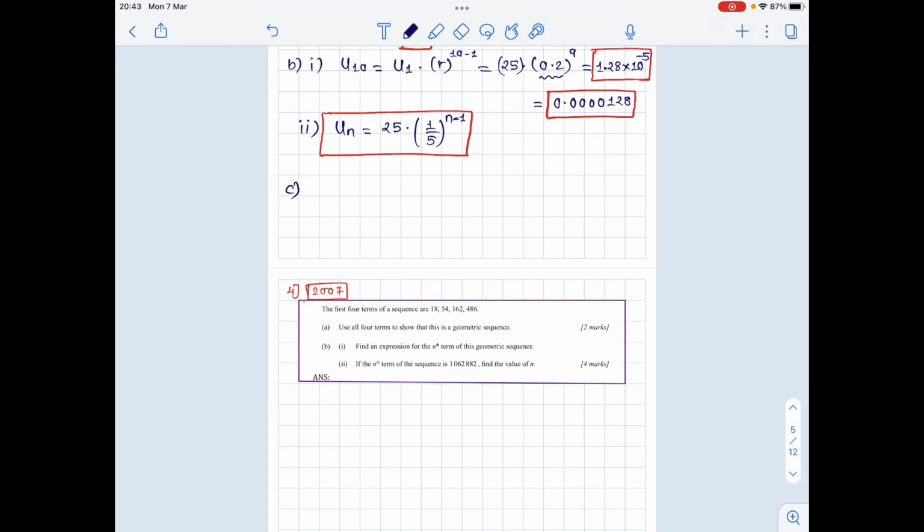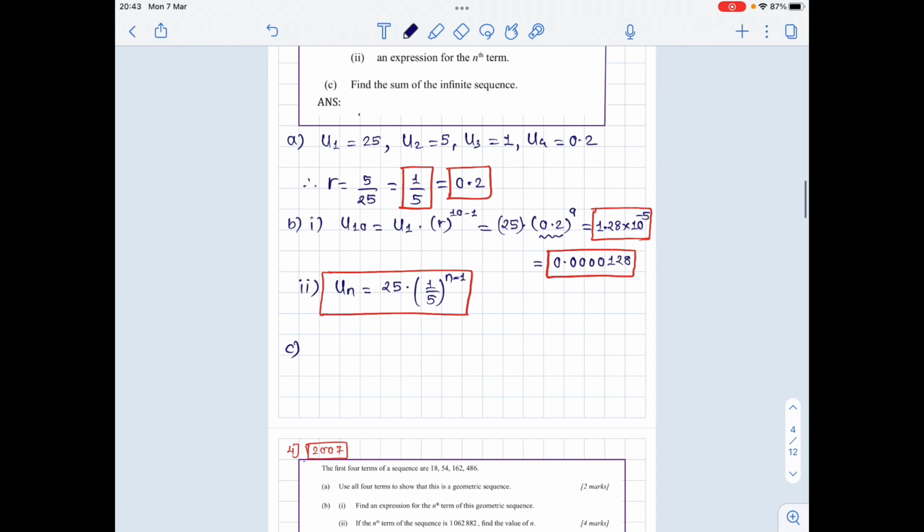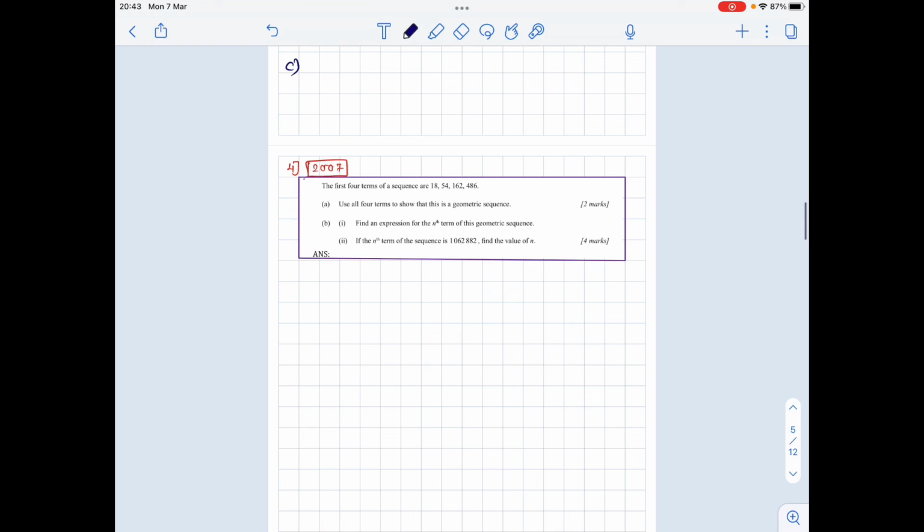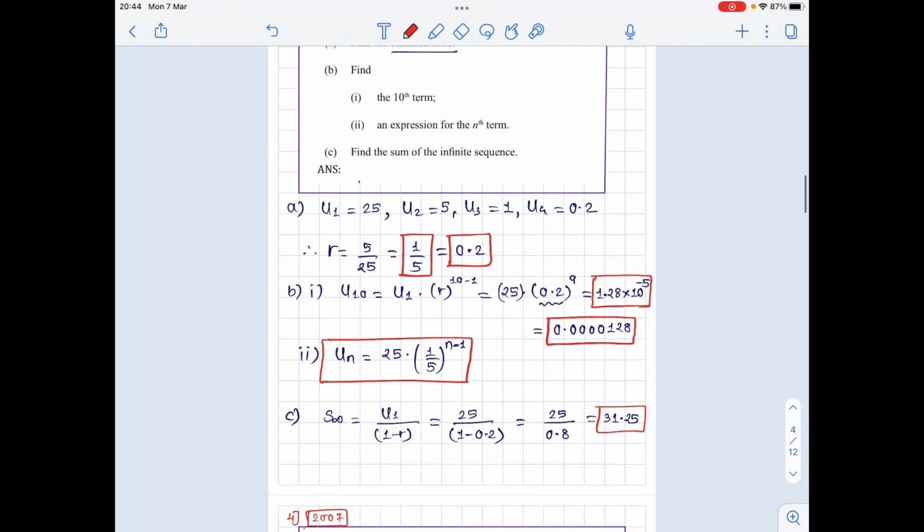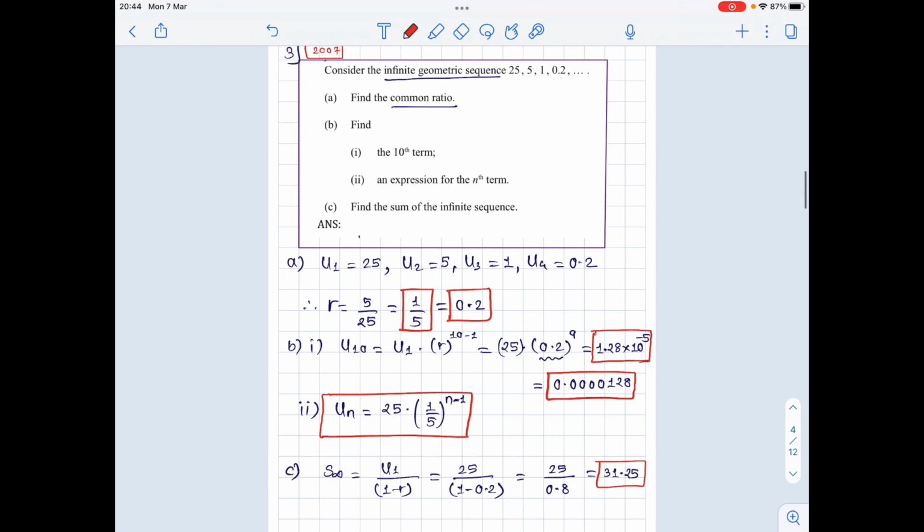Now C part, find the sum of the infinite sequence. Again, you need to use the same formula. S infinity is equal to u1 over 1 minus r. u1 is 25 over 1 minus r, which is 0.2. This equation becomes 25 over 0.8, and 25 divided by 0.8 is 31.25. This is the answer of your third question. Thank you.